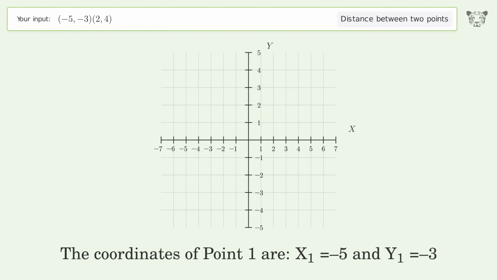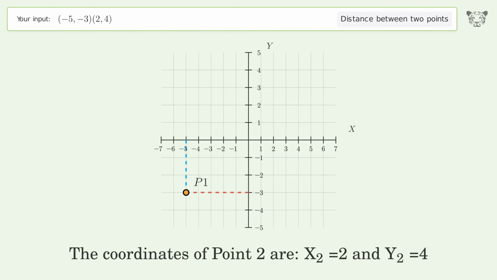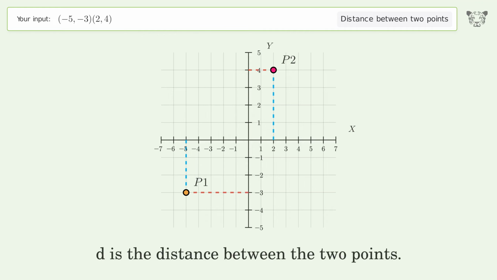The coordinates of point 1 are x1 equals -5 and y1 equals -3. The coordinates of point 2 are x2 equals 2 and y2 equals 4. D is the distance between the 2 points.